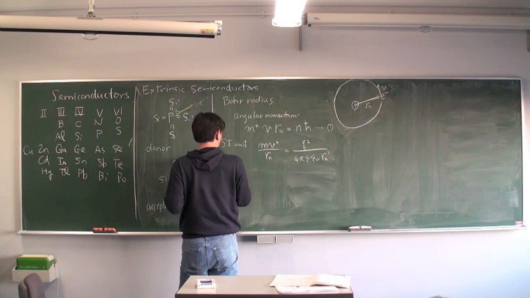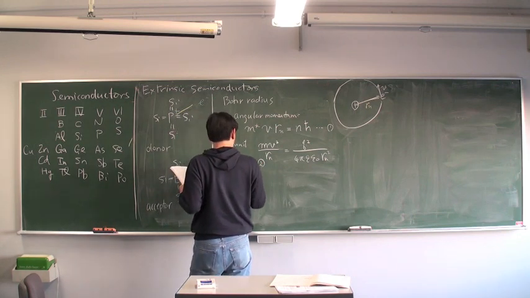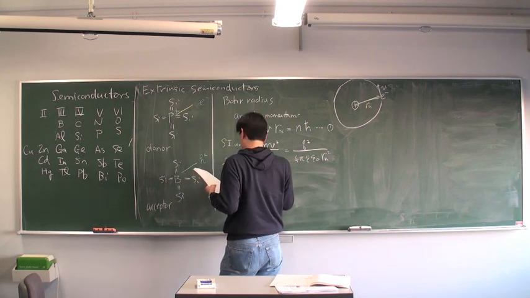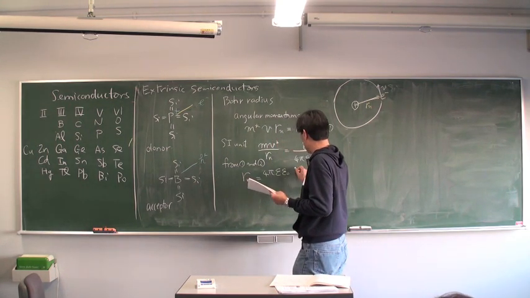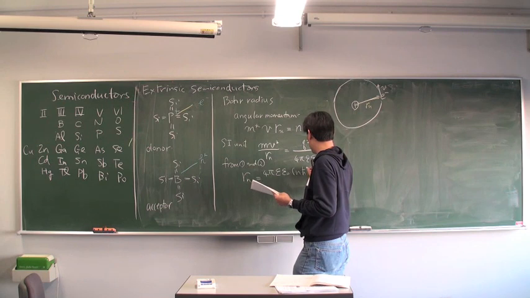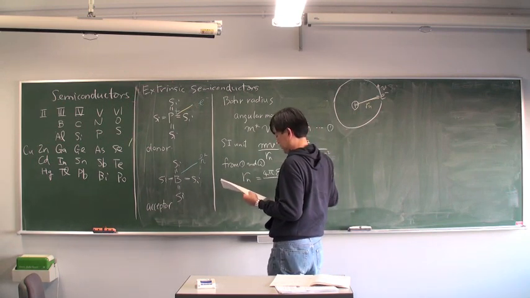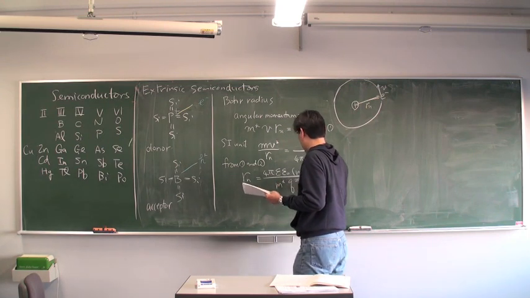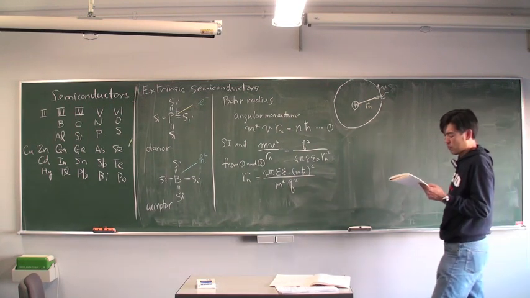So from 1 and 2, we get Rn equals 4 pi epsilon epsilon 0 n h bar square over m square q square. Okay?